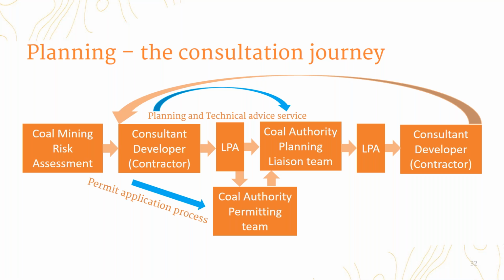So once we have produced a CMRA for you, this would then need to be submitted by yourself or your client, along with any other documents needing consultation, to your local planning authority. The LPA will then contact the Coal Authority's planning team for comment. They will review the CMRA and any other documentation and provide feedback to the LPA. For example, this may be recommendations for any conditions. The LPA will then feed this back to yourselves.